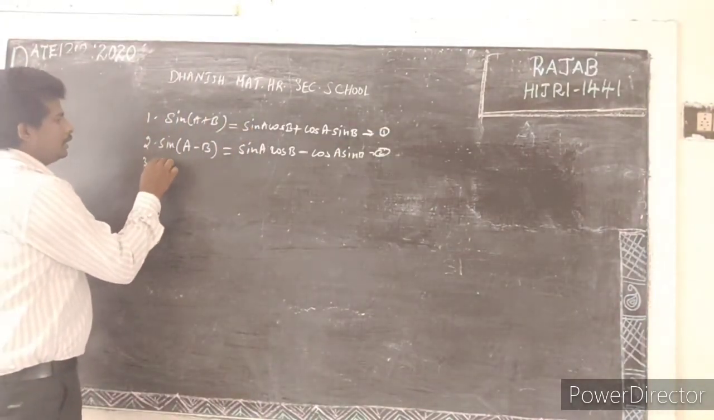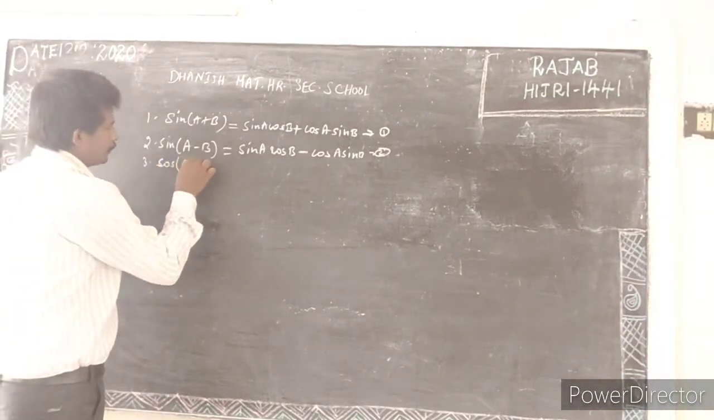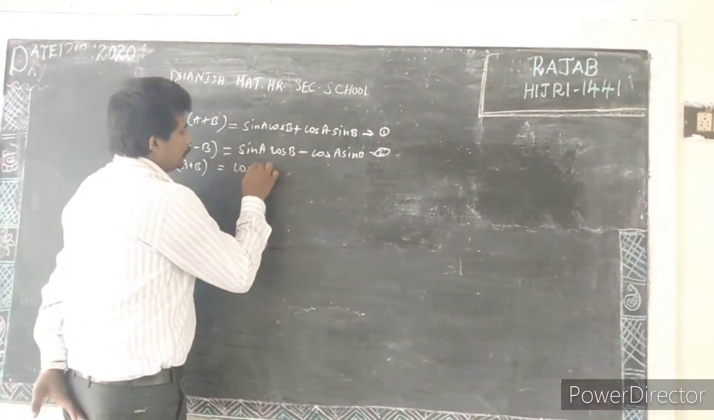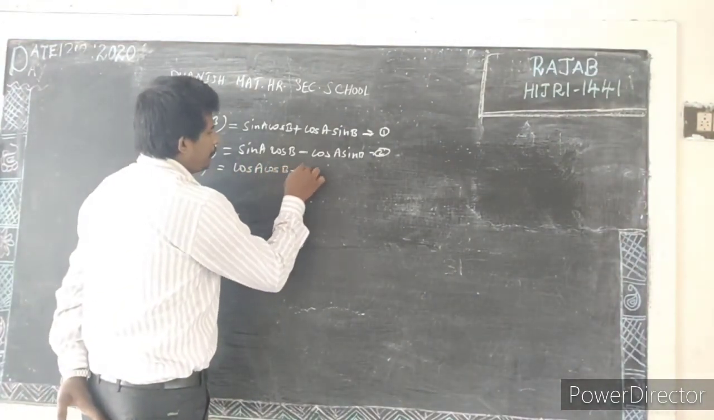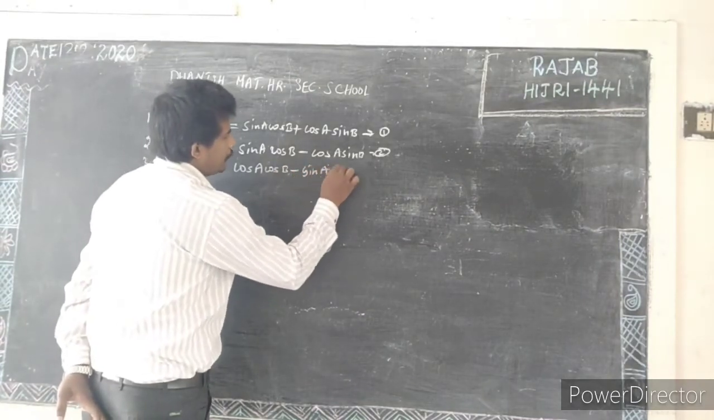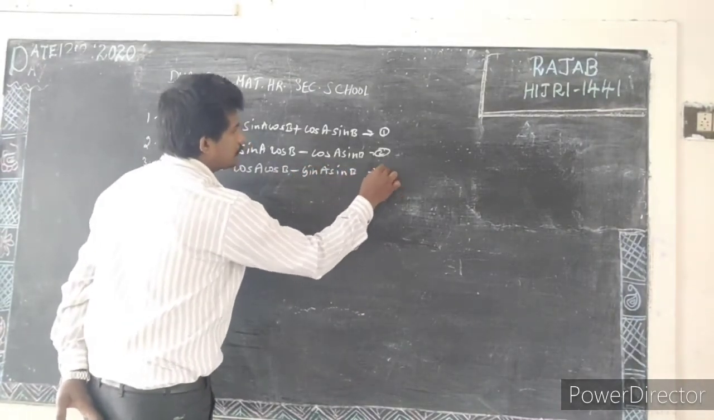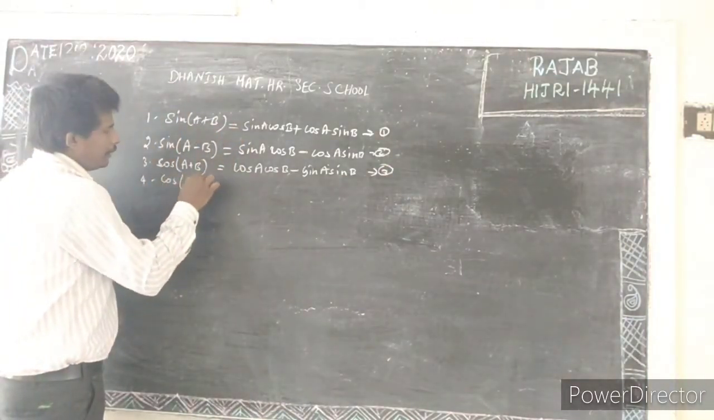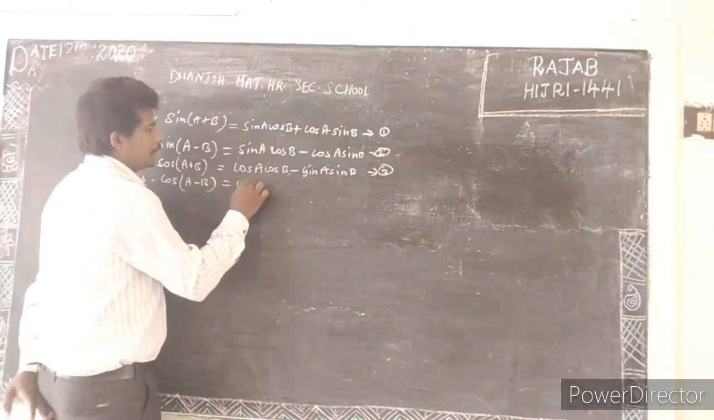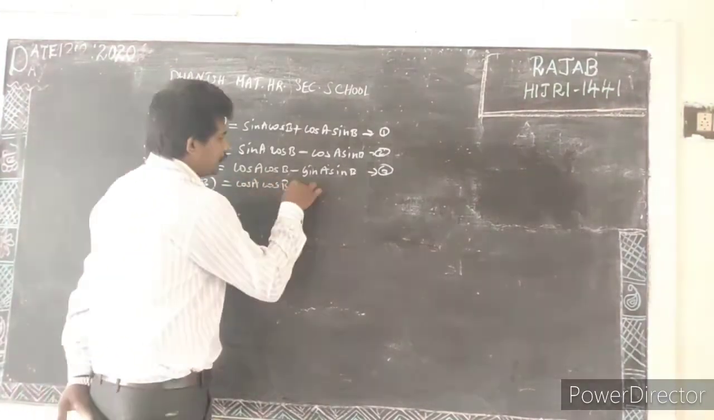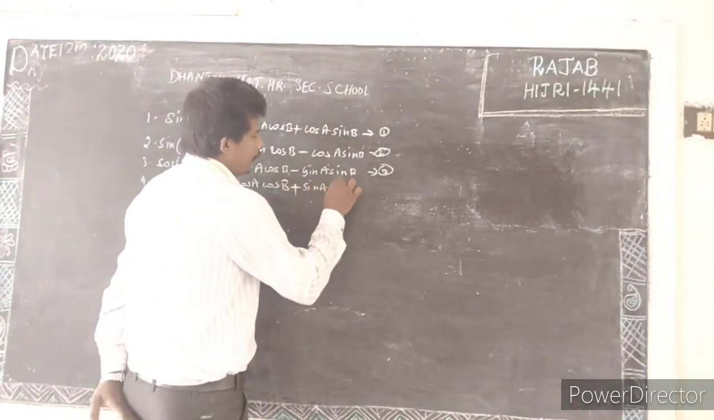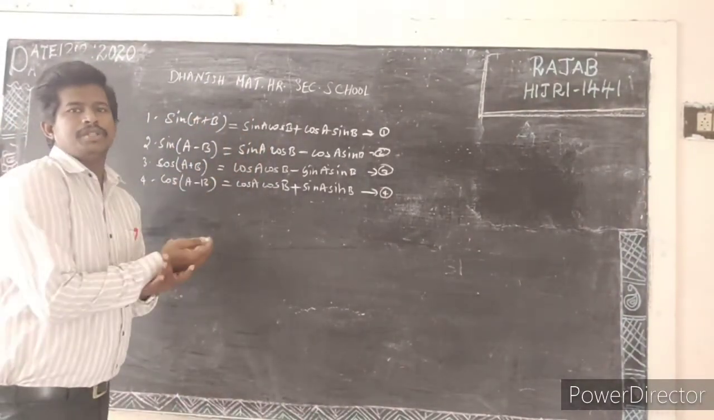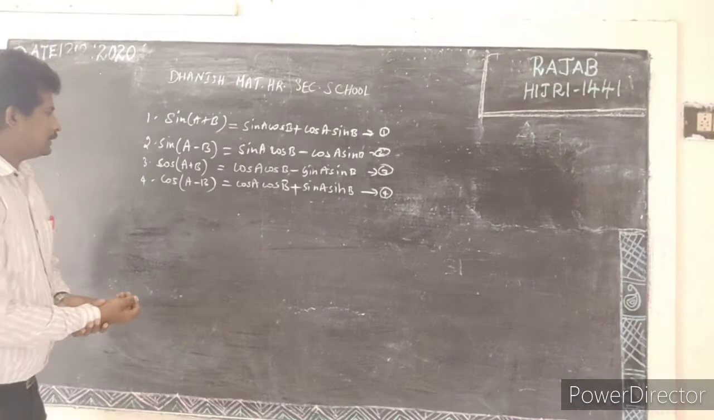Then third one, cos of A plus B equal to cos A cos B minus sin A sin B. We can consider this as equation number 3. Then fourth one, cos of A minus B equal to cos A cos B plus sin A sin B. We can consider this as equation number 4. From these 4 equations, I am going to derive some results.